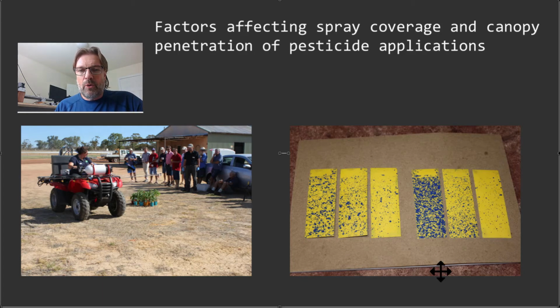So by showing growers this, we are able to then convince them about the importance of this and how proper use of nozzles and how to calibrate your equipment, and also spray at the right time of the day, maybe even spraying at night, is something that they need to look into.